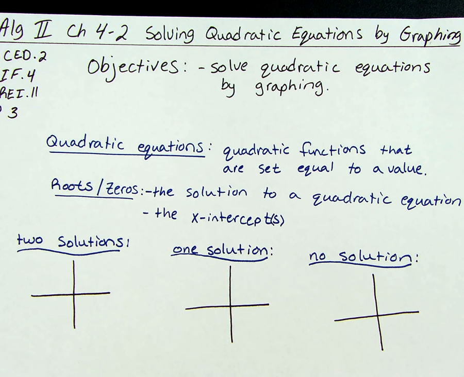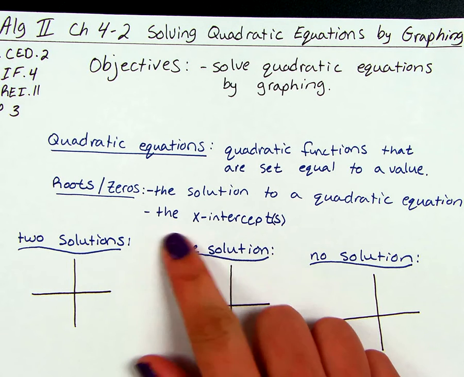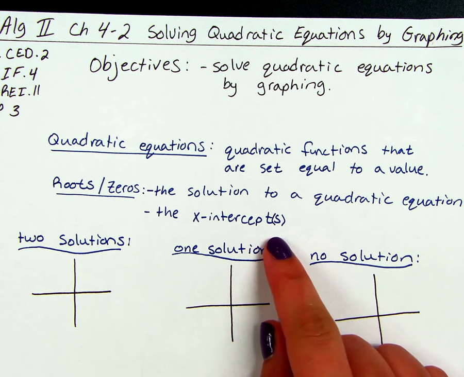To start with, again, quadratic equations are just our functions that are set to a value. And roots or zeros of a function is talking about the solution to a quadratic equation. So if we're talking about finding a root or finding a zero, it means the same thing. We're finding the answer to our quadratic equation, and those will always happen at the x-intercept or intercepts.